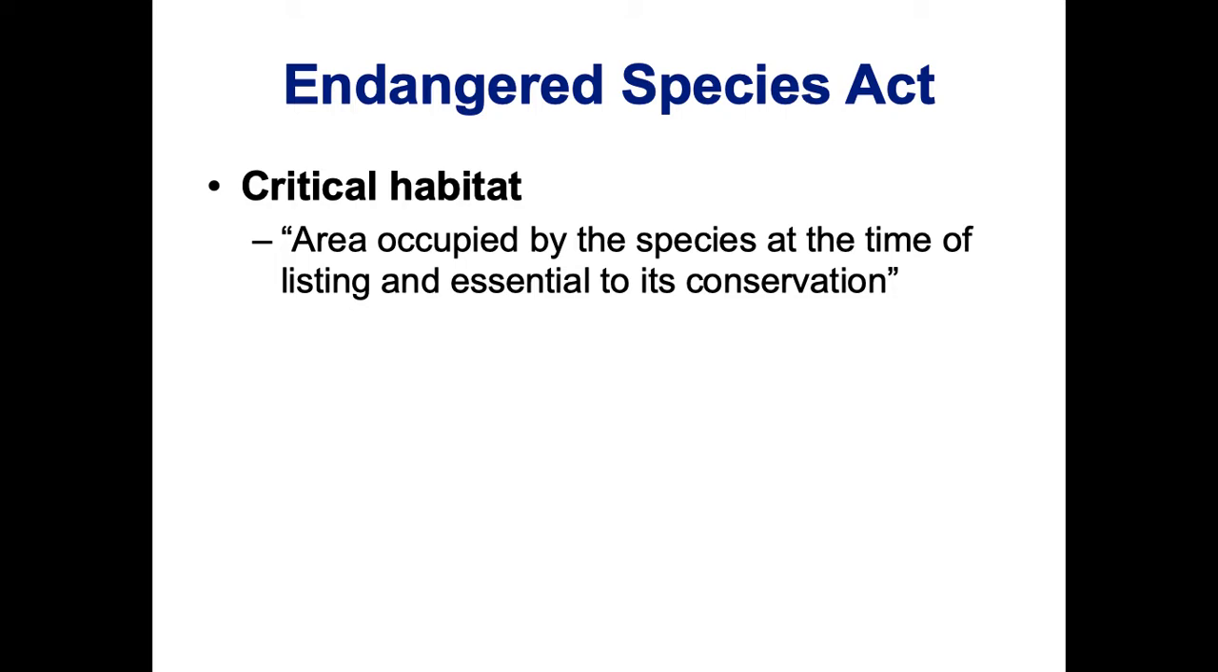So the next process specified in the Endangered Species Act is called critical habitat. And designating critical habitat is one of the most controversial parts of the Endangered Species Act. So critical habitat is the area occupied by the species at the time of listing that is essential to its conservation.